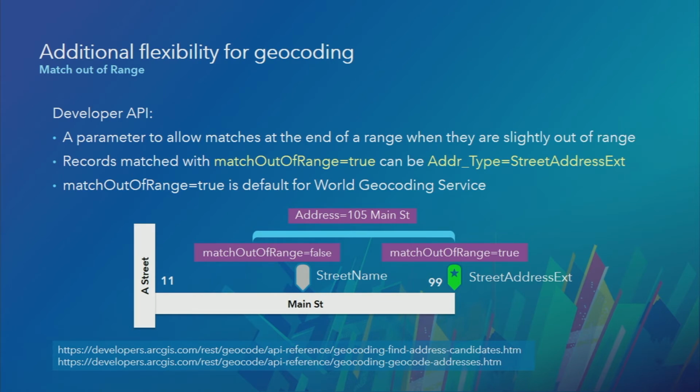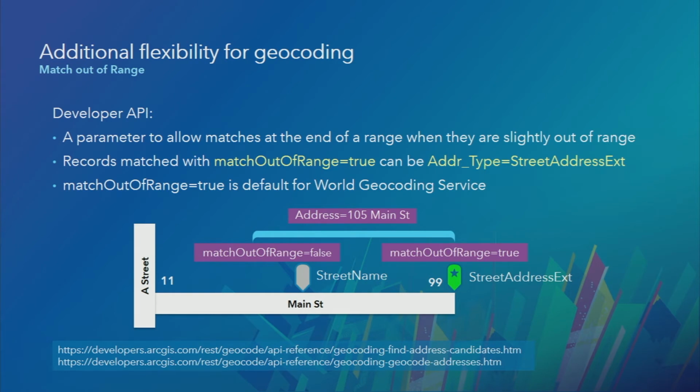Records that are matched with the match out of range equal true value now return a new address type called a street address extension, or EXT. You can see that in the geocoding result and identify that that record was matched using this approach. And you can see in this example here, I've passed in a value of 105 Main Street, but the street address data only had a range going from 11 to 99. There were no other ranges in the area that covered 105 Main Street. So rather than place this location at the middle of the street segment, we're now able to place it at the end of the street segment, closer to the actual location where we would expect it to be.